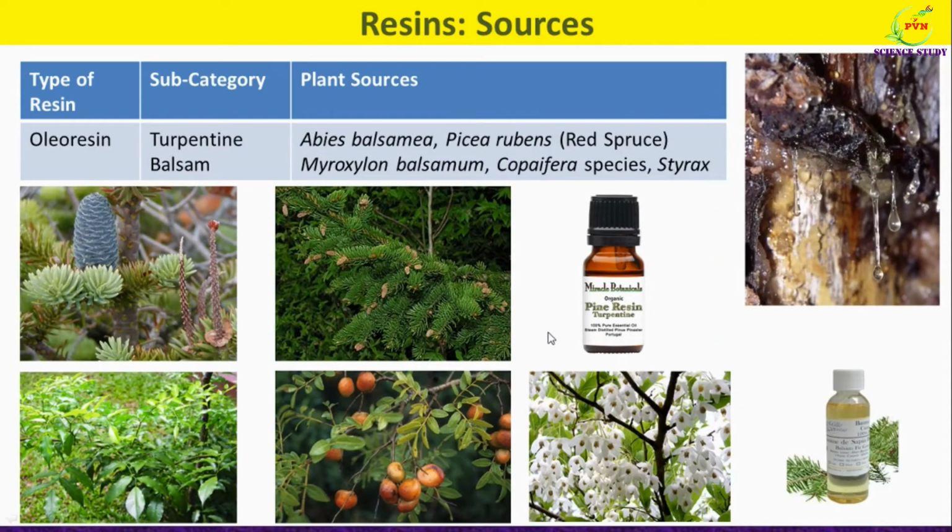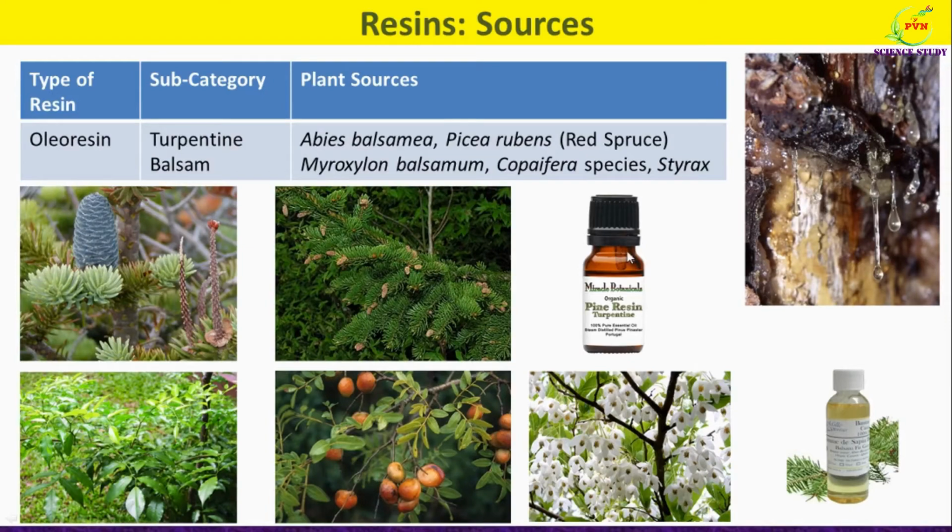Now we will see another type of resin, that is oleoresin, which is liquid in nature. Two types of oleoresin are common. One is turpentine. So this is the photograph of the turpentine which is sold in the market. And the second is the balsam. So this is the photograph of the balsam resin.